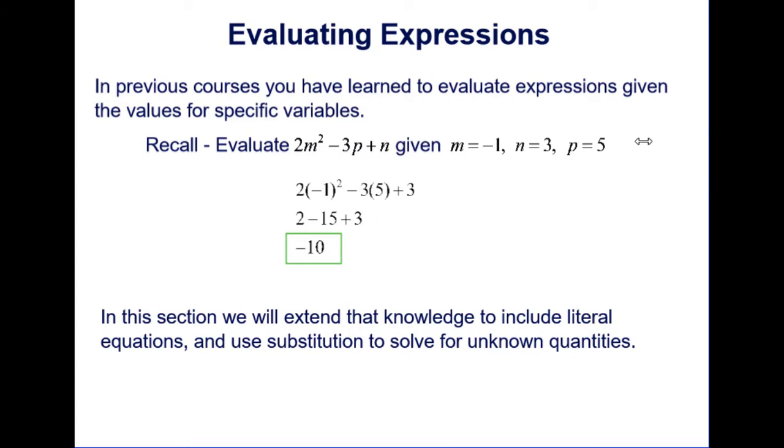In previous courses, you have learned to evaluate expressions given the values for specific variables. Recall if you were given an expression and were told to evaluate and given values, we would substitute in the values and simplify. So here m equals -1, so we would substitute that in for m here. N equals 3, so we would substitute that in here. And p equals 5, so we would substitute that in here. In this expression, there are only constants, so we can evaluate and simplify to just the number -10.